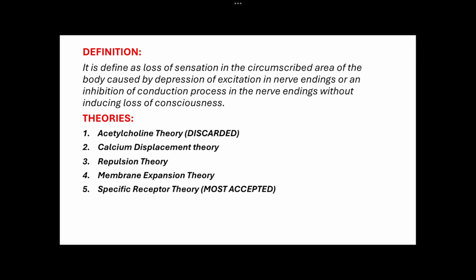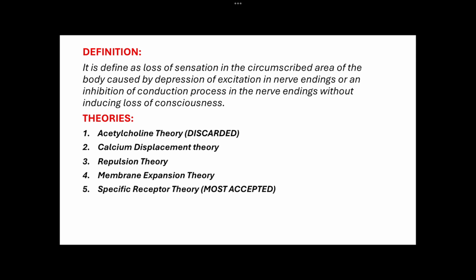Definition: it is defined as loss of sensation in a circumscribed area of the body caused by depression of excitation in the nerve endings or an inhibition of conduction process in the nerve endings without inducing loss of consciousness. So this basically explains there is a loss of sensation in a particular area, which is caused by depression of the excitation in the nerve endings, and this loss of sensation in a particular area does not induce the loss of consciousness. Okay, I hope the definition is clear now.